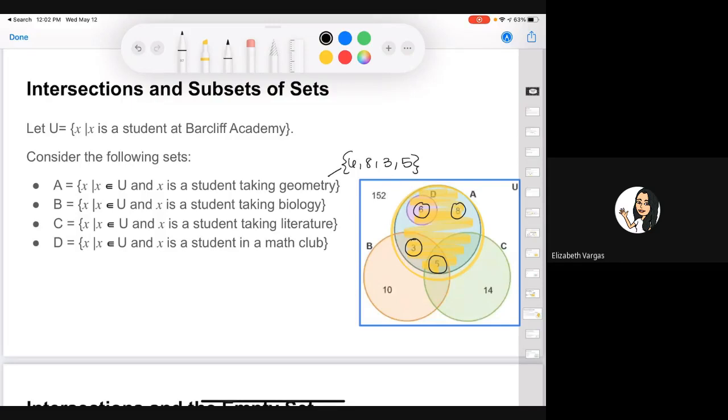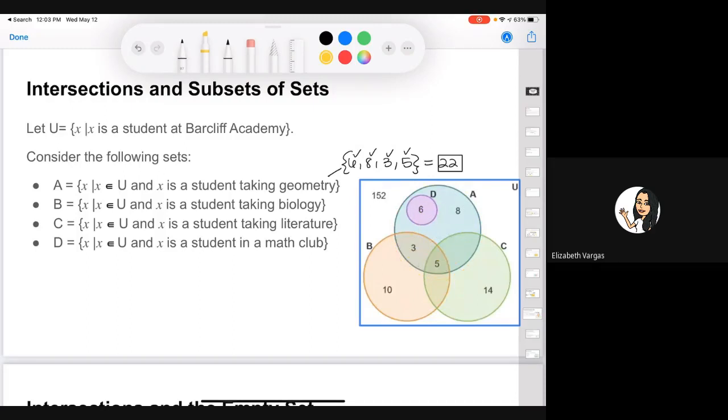And because here I'm looking at the number of students who are taking geometry, basically what it's telling me is I have 6 students, 8 students, 3 students, and 5 students. If I add those together, I have a total of 22 students who are taking geometry, according to this diagram. Okay, so that's for A.